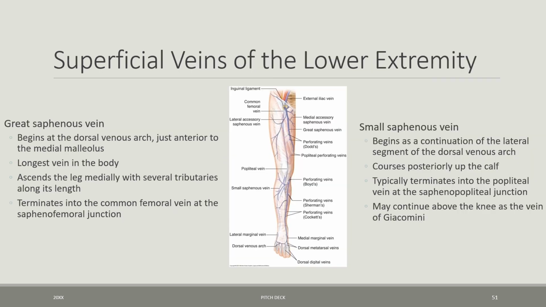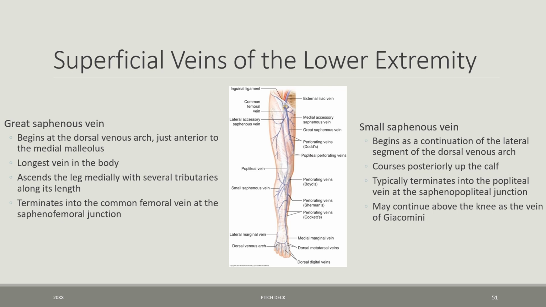So we really have two superficial veins in the lower extremity. One of them is the greater saphenous. It begins at the dorsal venous arch here in the foot, and it traverses all the way up the medial leg and travels all the way to the common femoral vein. The smaller saphenous vein, similarly, is going to begin as coming off the dorsal venous arch, and it courses posteriorly up the calf, terminates into the popliteal vein, and it's smaller than the greater saphenous. So sometimes you'll hear them called lesser and greater saphenous, sometimes great or small.